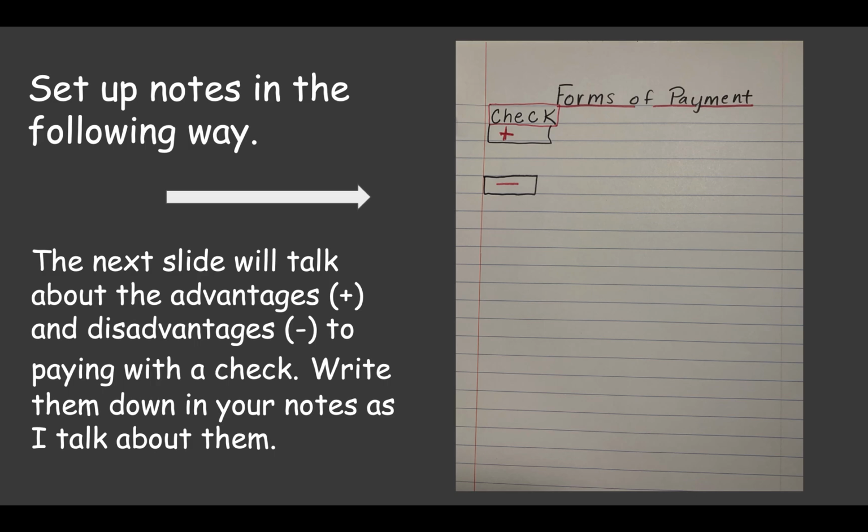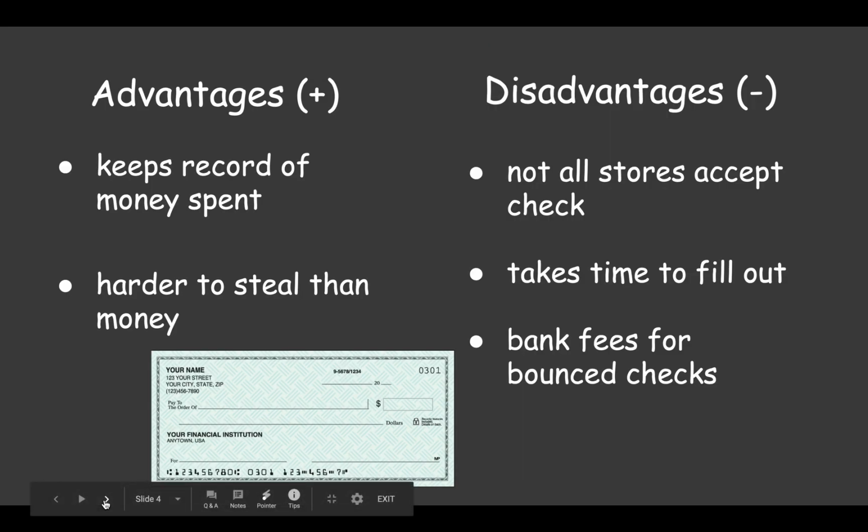On the next slide, we're going to talk about the advantages and disadvantages of paying with a check, so write them down in your notes as I talk about them. You can just write them. There'll be two advantages, so you could write the first advantage, put a comma, and then write the second advantage in your notes. And then move to where it has a negative sign. That's going to represent the disadvantages that you could face using a check. There's two of them, so you can write the first one and then put a comma for the next one. All right, so let's move on to the advantages and disadvantages of a check.